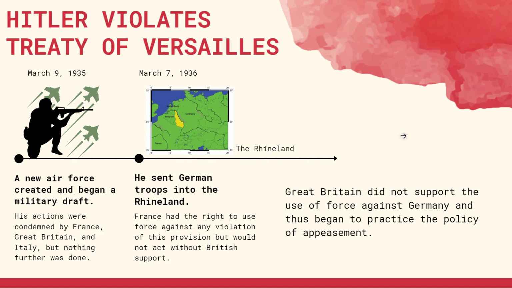On top of that, a year later, in 1936, he decides to take troops into the area that the arrow is pointing to, called the Rhineland. Now, France had every right to use military force against this violation of the Treaty of Versailles. But because France did not get support from Great Britain to use force, they pulled back and didn't do anything. This is the start of the idea of appeasement of Hitler, and we'll go more into what appeasement is in a little bit.